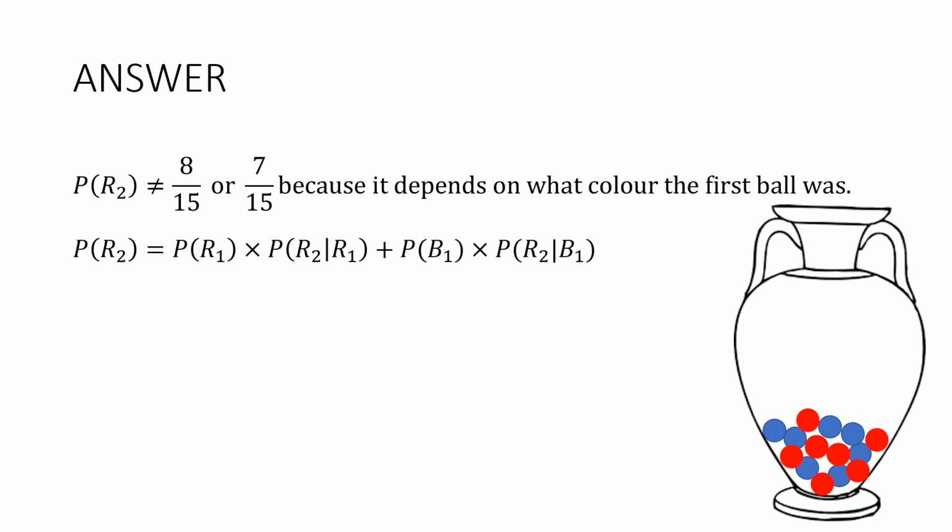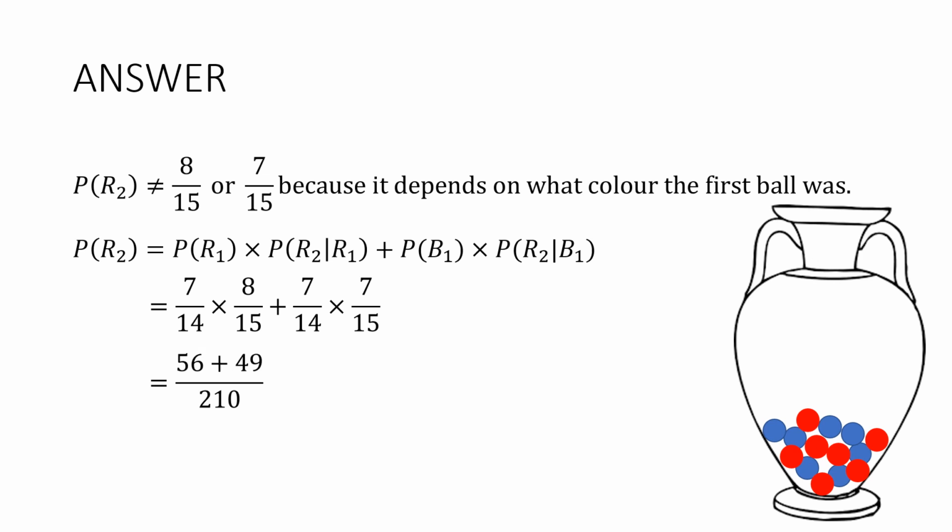This is actually what it's going to be equal to. The probability that the first ball was red multiplied by this conditional probability. It's red on the second given it was red on the first. So that's 8 on 15. Or plus the probability it was blue first multiplied by the probability that's red on the second given it was blue on the first, and that's the 7 on 15. So substituting in, the probability that's red first is 7 on 14, or blue first is also 7 on 14. Tidying that up, we get 105 on 210, which is indeed a half.